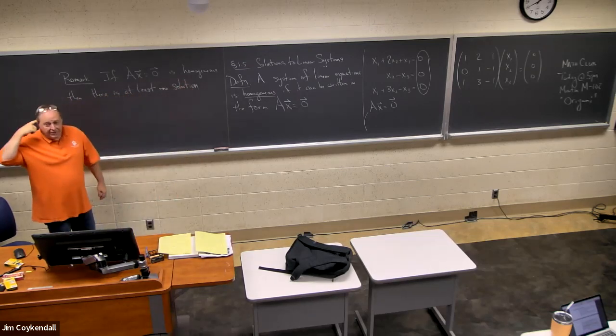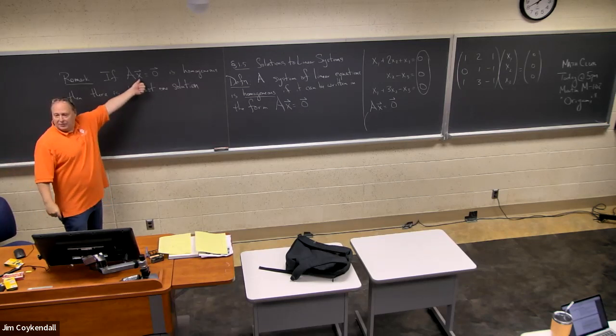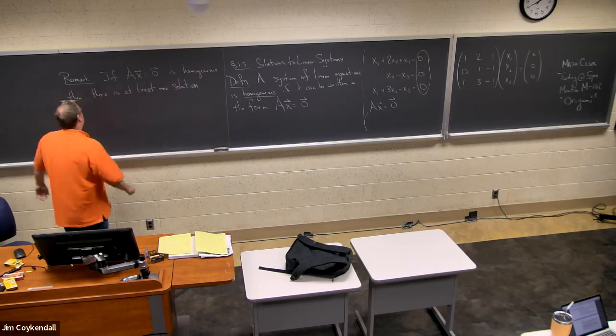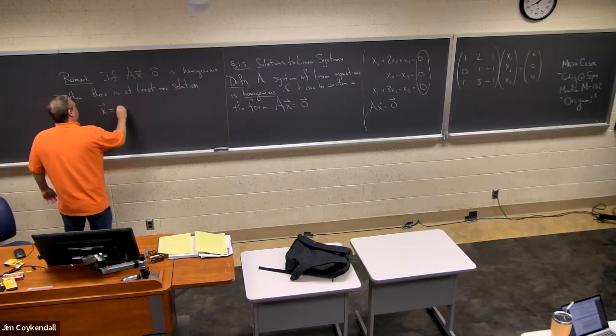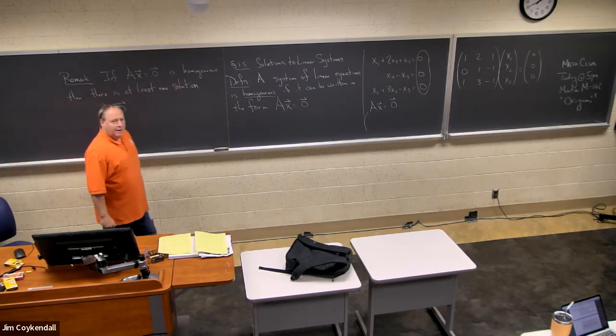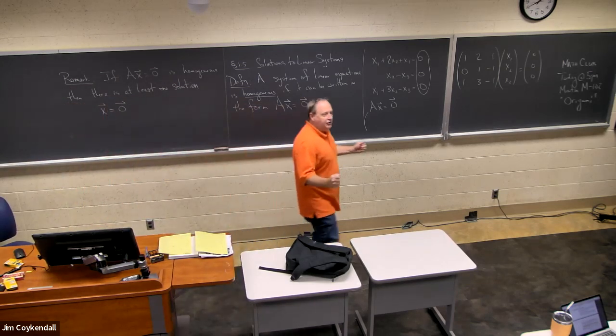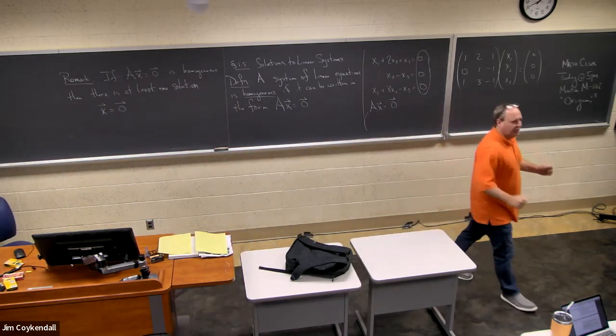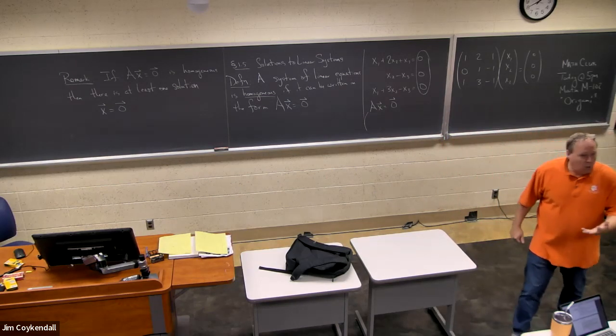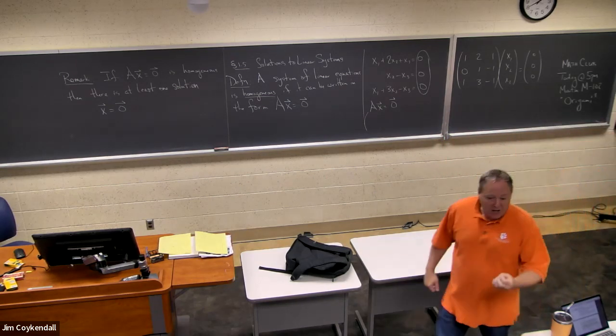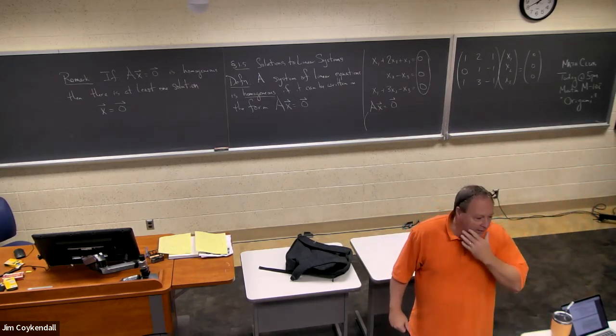Tell me what it is. What can you plug in for the X vector of the homogeneous equation? 0. There you go. So, ding, ding, ding, homogeneous equations always have one solution. And of course, the big question you ask then is, does it have just one or does it have infinitely many?